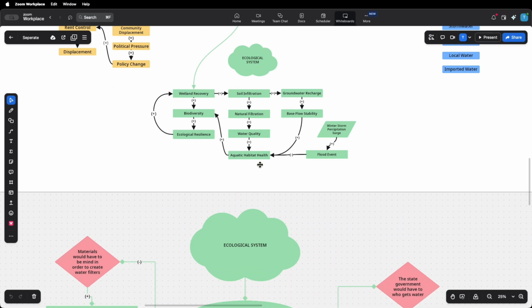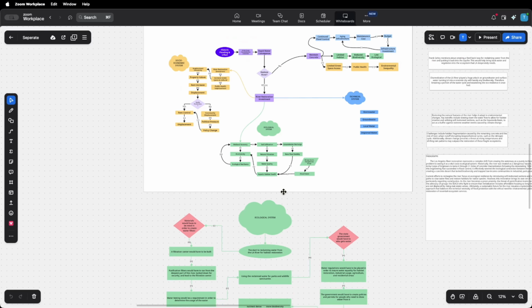Again, it's not one to the other. There's a system that we're thinking about. So water quality goes to aquatic habitat health. That's also boosting the wetlands, streams, and whatever. And when you have a healthy water and a healthy habitat, you now get increased biodiversity, which goes to ecological resilience and wetlands recovery. Okay.